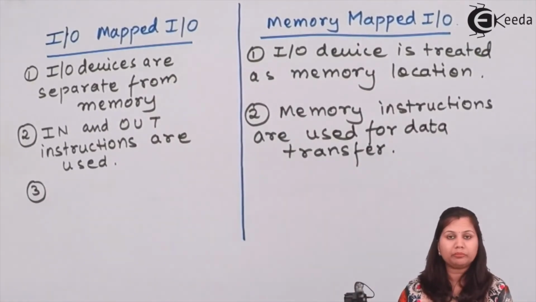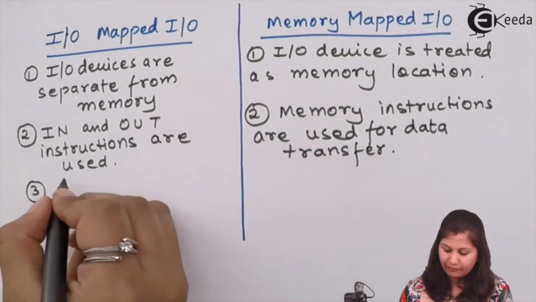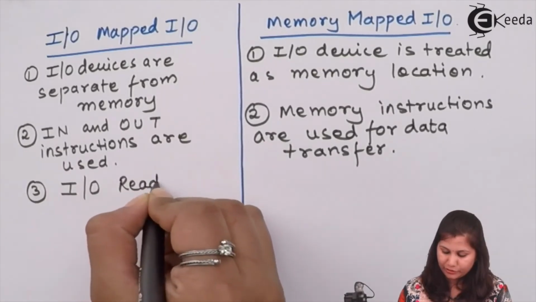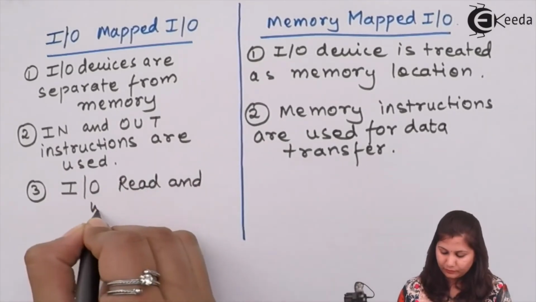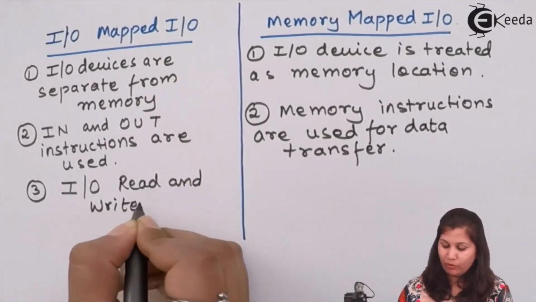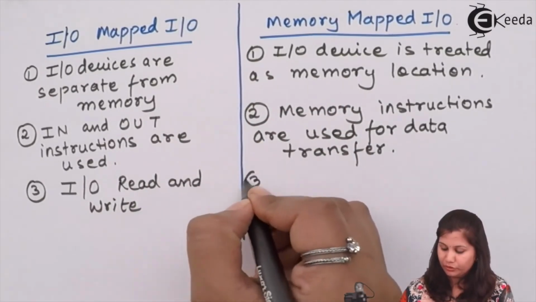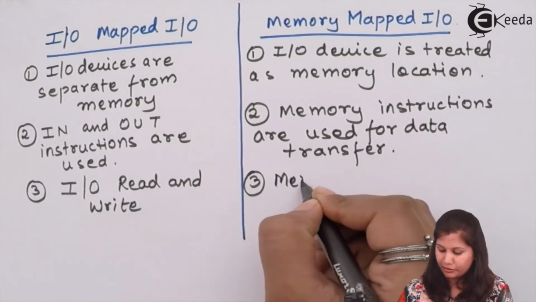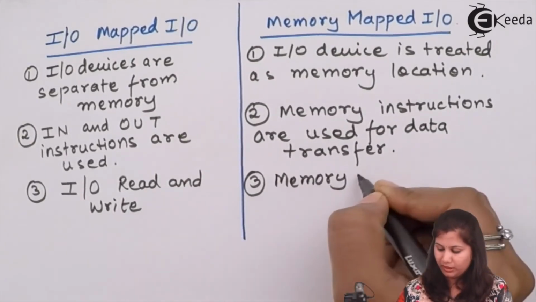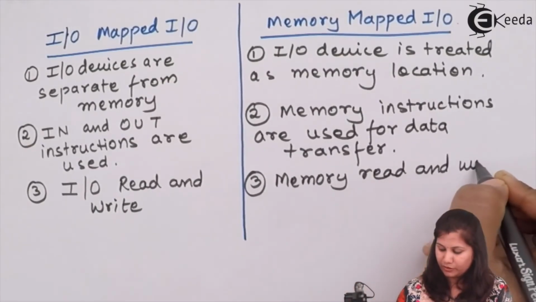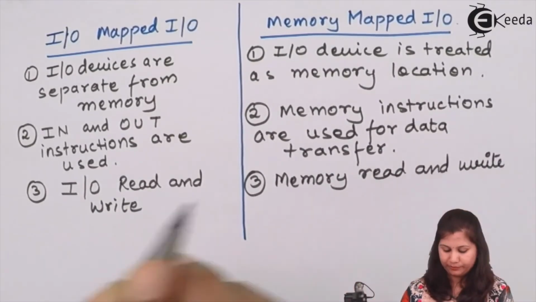Now, in input output mapped, if we want to read or write the input output devices, then we will use the input output read and write instructions. Whereas if we want to read and write from the memory, we will use the memory operations. So here memory read and write instructions will be used.